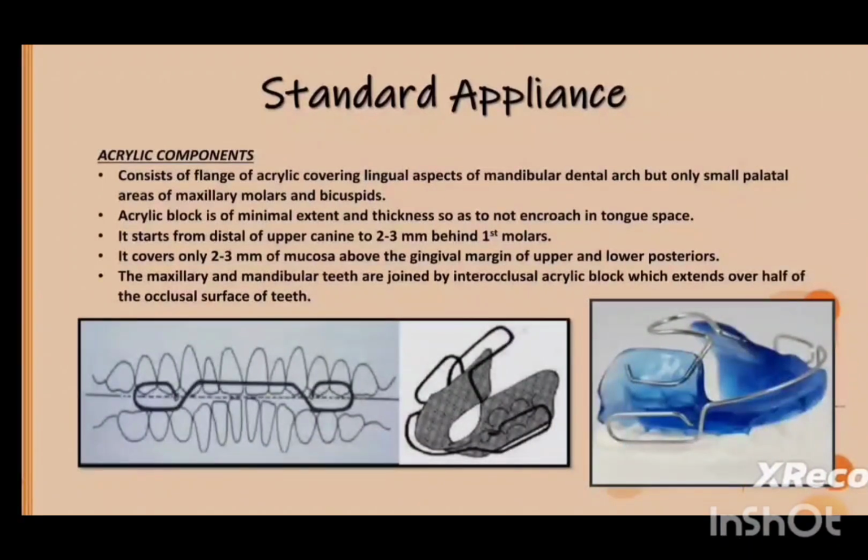Now, for the standard appliance, when we talk about the acrylic component, it has a flange of acrylic covering the lingual aspects of the mandibular dental arch, but only small palatal areas of the maxillary molars and bicuspids. Now, the acrylic block is of minimal extent and thickness so as to not encroach into the tongue space. It starts from the distal of the upper canine to 2 to 3 millimeters behind the first molar. It covers only 2 to 3 mm of mucosa above the gingival margin of upper and lower posteriors. The maxillary and the mandibular teeth are joined by an interocclusal acrylic block, which extends over half of the occlusal surface of the teeth. Can you see this in this image?